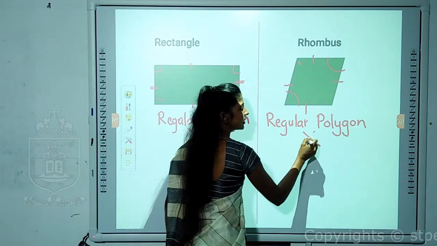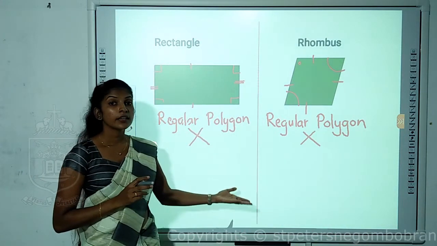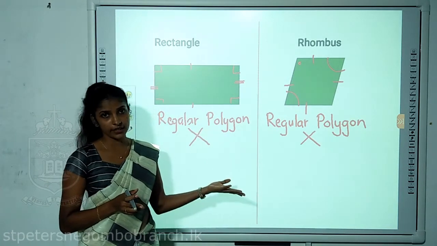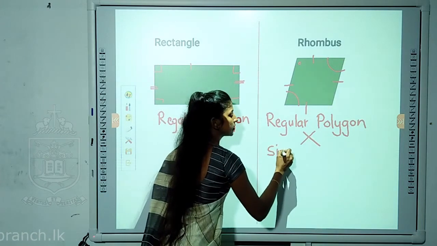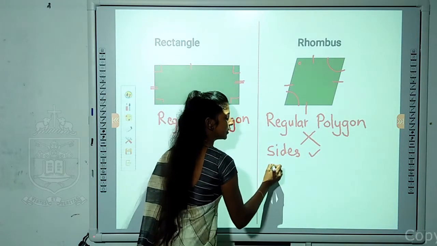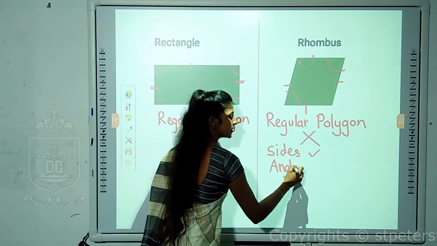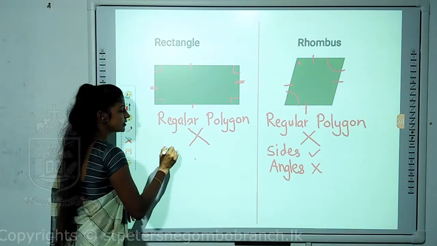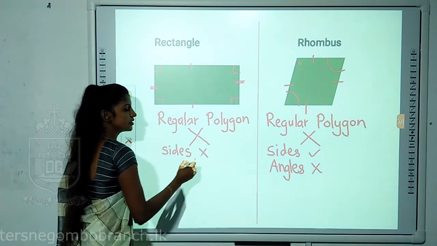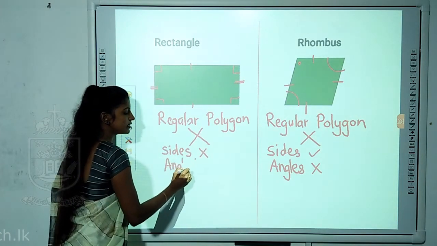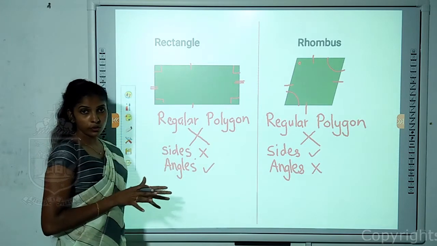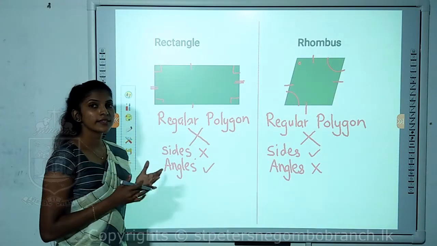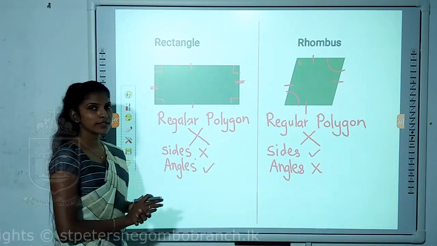Rhombus is not a regular polygon. You have to write the reason why. All 4 angles are not equal. Only sides are equal. Here, sides are equal. But what about the angles? Are they equal? No, angles are not equal. Therefore, it's not a regular polygon. Here, sides are not equal. But what about the angles? All 4 angles are equal. So you should know, for it to become a regular polygon, always both these 2 conditions should be satisfied.